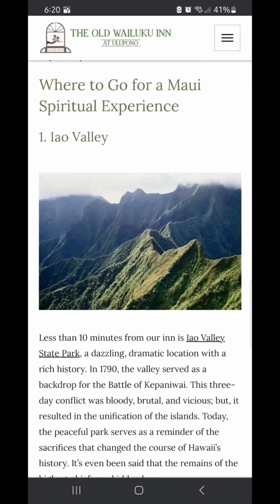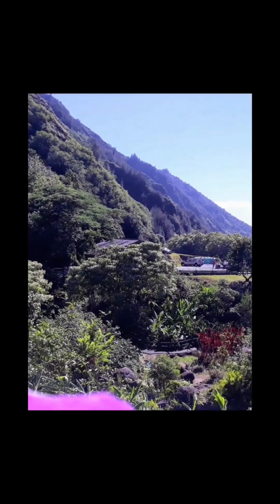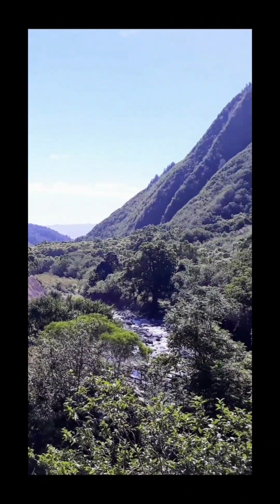So anyway, 5 sacred sites. Haleakela is number 1. Another place is this Io Valley. I also went there. It's very beautiful. Here's one of my pictures. This is that valley.